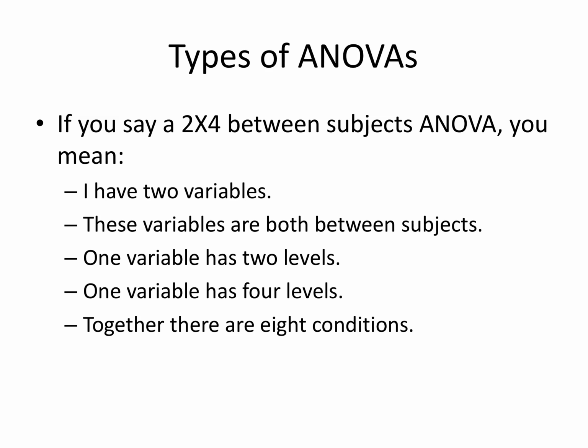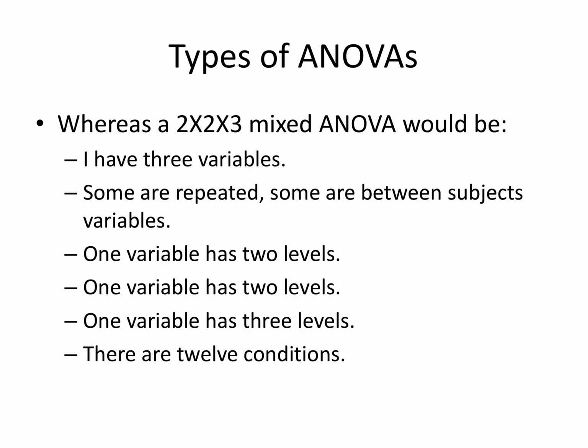So let me give you an example. If I said I had a 2x4 between subjects ANOVA, what I would be telling you is I have 2 variables, so 2 and 4 indicates that there's 2 of them. Those variables are both between subjects because I said between subjects only there. One of those variables has 2 levels, another variable has 4 levels, and together, if I multiply them, I have 8 different conditions. And every single condition is a different group of people because it's between subjects.